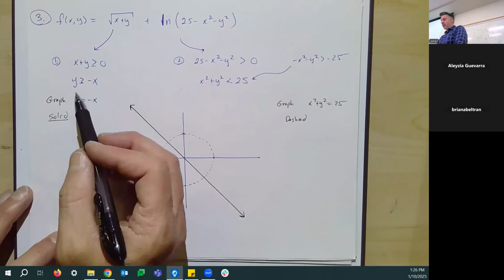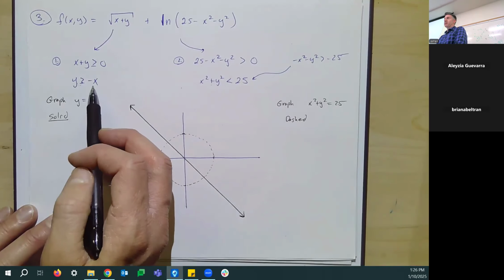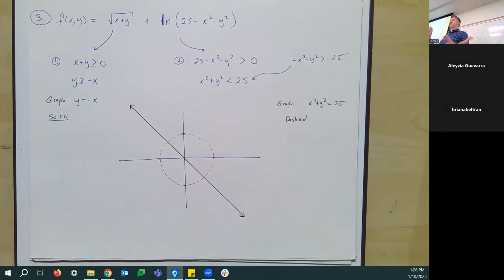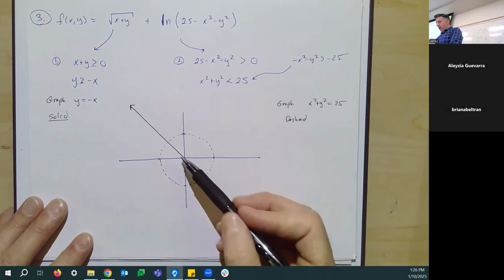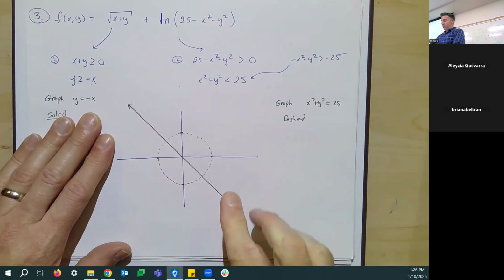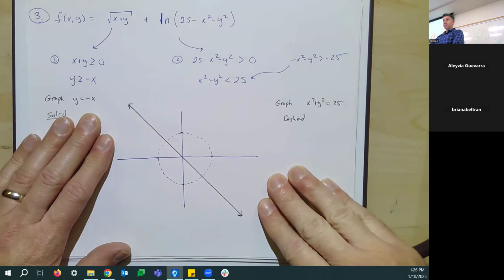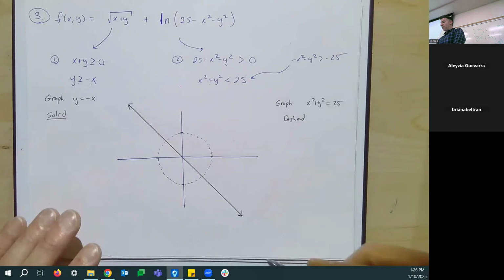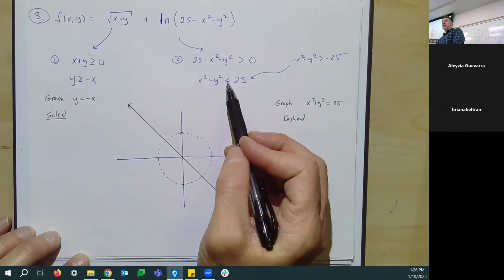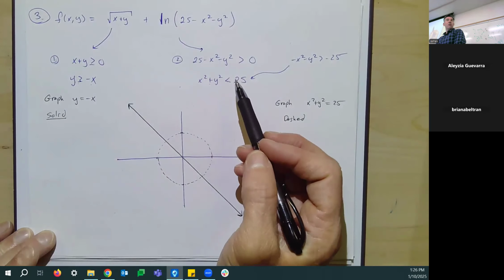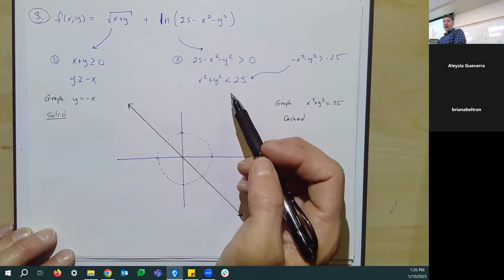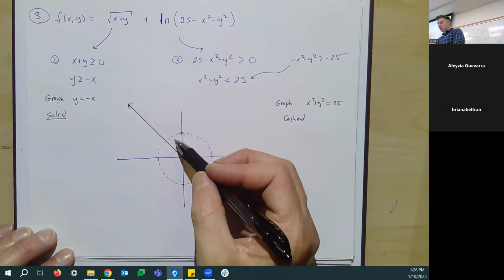So if I want y to be bigger than or equal to negative x, typically if y is bigger than something else, that usually means you're vertically above that line. So I'm pretty confident I'm not down here. I'm pretty confident I'm up here somewhere, I think. We'll test the point in a second. Also, if we're x squared plus y squared less than 25, that usually means you're inside the circle. If it was bigger than 25, it would mean we were outside of the circle. So I'm pretty sure I'm in here.